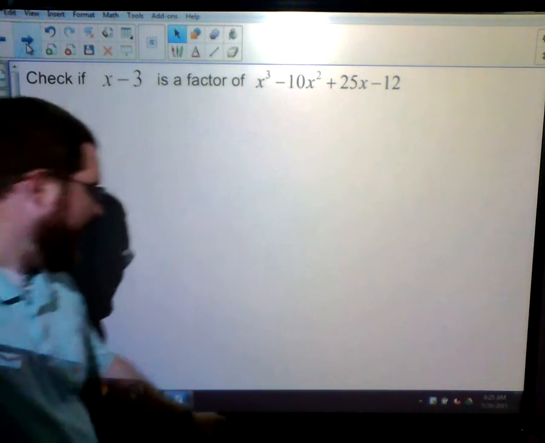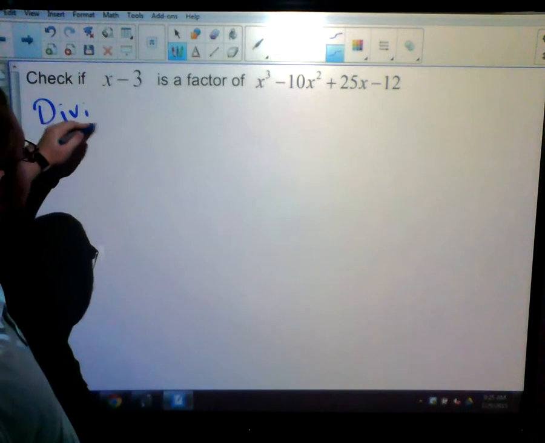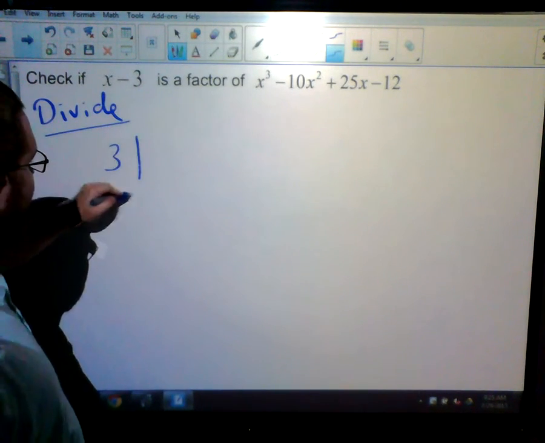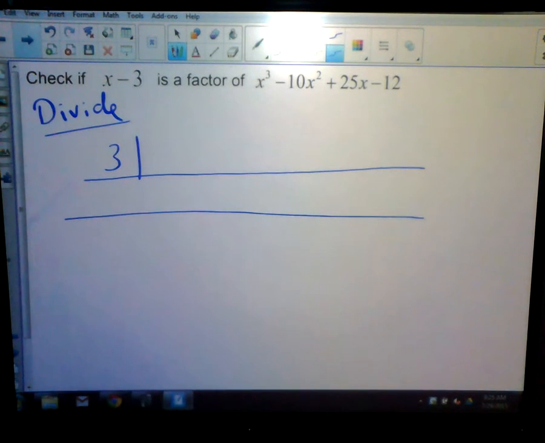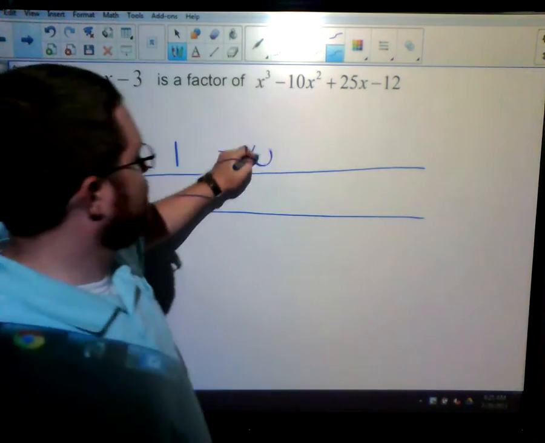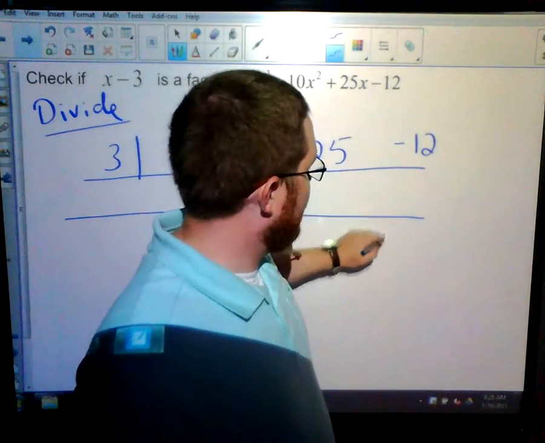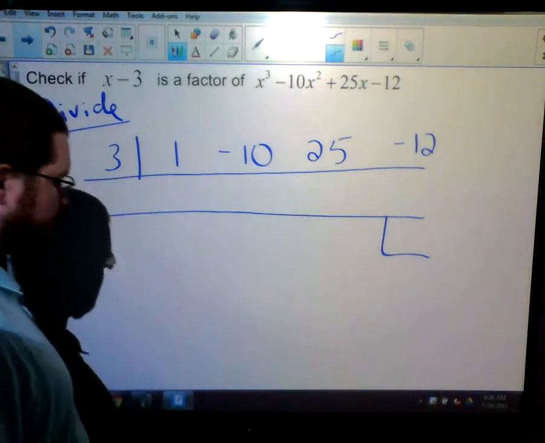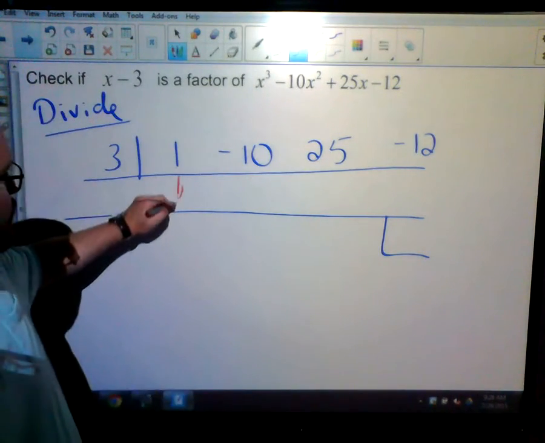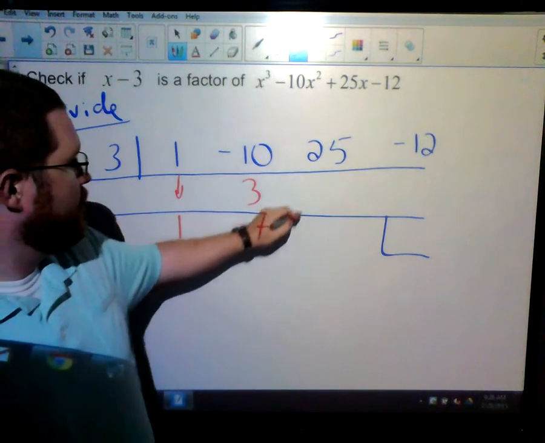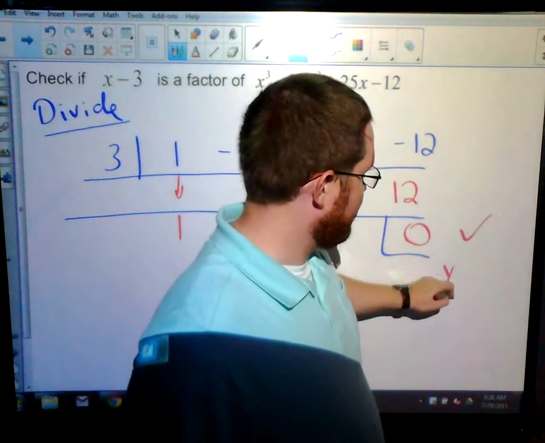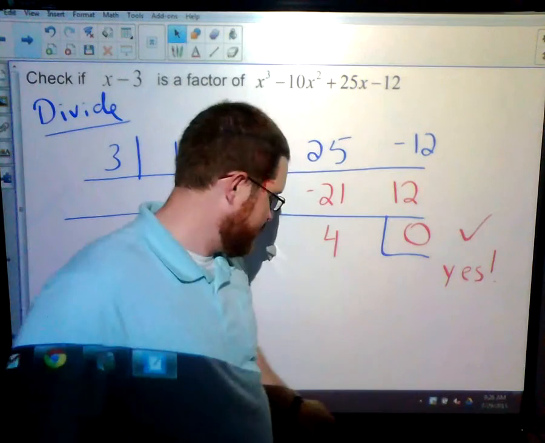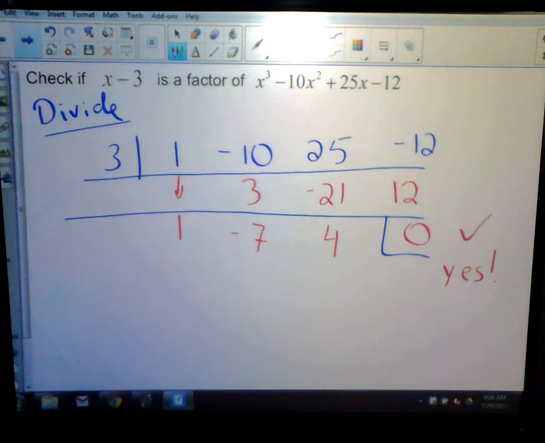Let's divide it. And I'm going to be lazy and I'm going to use synthetic division because I can. I will use synthetic division as many times as I possibly can to avoid long division. Why did I put positive 3? Because you use the 0 when you do synthetic division. If this answer is 0, then it is a factor. Drop, multiply, add, multiply, add, multiply, add. This is a factor. So that's one way to do it, is to divide it and make sure you don't have a remainder. The other way is to plug in.